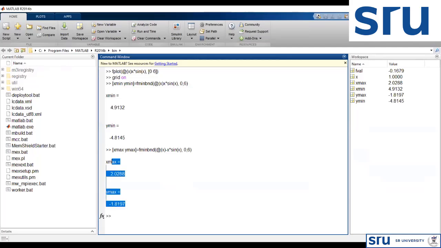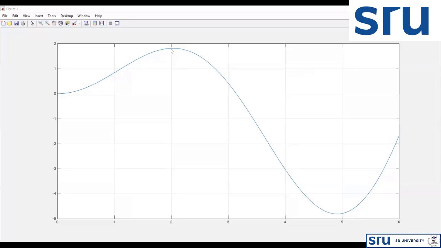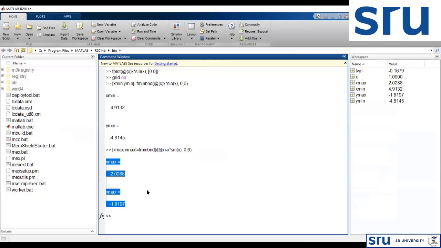So the maximum value of y and the maximum value of x. You just see the answer and keep it in mind, and you verify from the plotted graph. See, this will be the x maximum. So x maximum is near about 2 point something. Similarly, the y maximum is near about 1 point something, the same value we got now. So in this way, you can find out the maximum value and minimum value of a function. Okay.